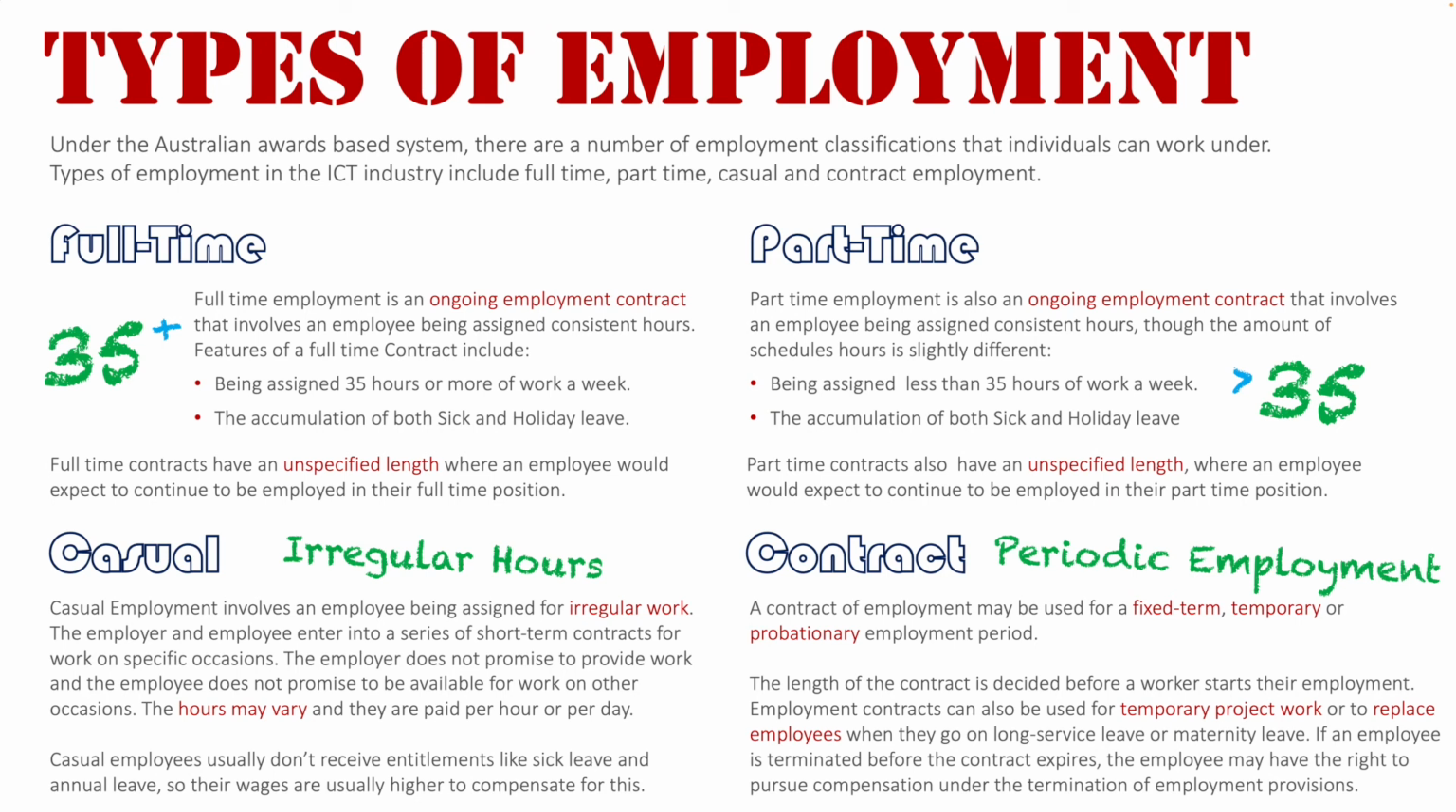So I hope you understand the difference of employment contracts here, in that a full-time contract is working 35 hours or more a week and you accrue leave, and it's an ongoing contract. Part-time is also an ongoing contract, though less than 35 hours a week, still getting those leave periods. A casual contract is irregular hours that can differ from week to week, and a contract of employment is for periodic employment for a set period of time.